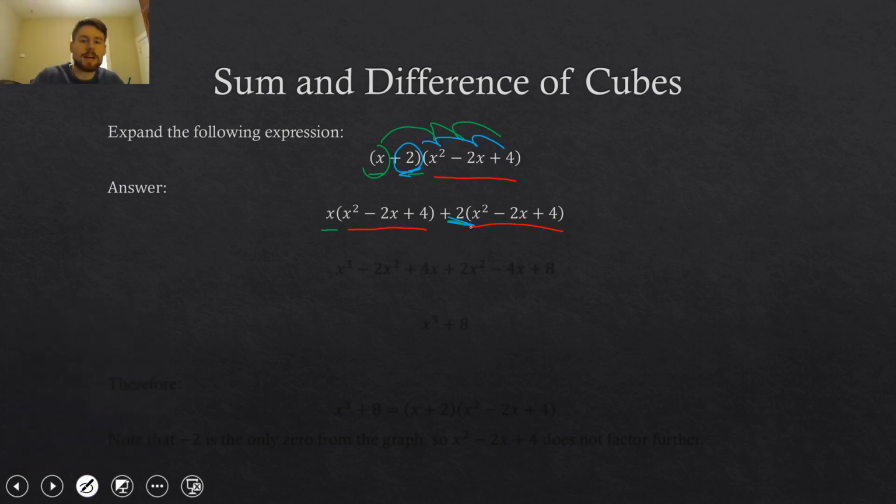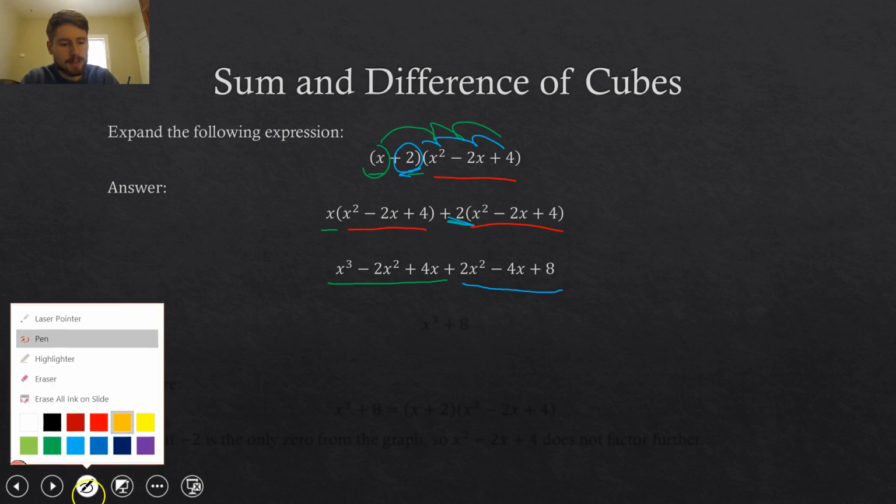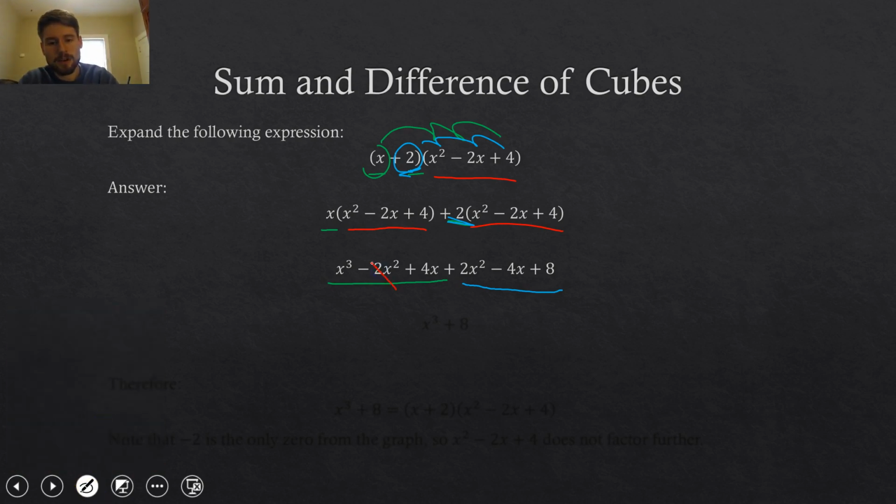And so the red thing, x squared minus 2x plus 4, that trinomial is going to get multiplied by both x and by 2. And then we add those things together. So the first one, x times (x squared minus 2x plus 4), that's going to give us this bit right here: x cubed minus 2x squared plus 4x. And then the other part, 2 times (x squared minus 2x plus 4), that's going to give us that part right there: 2x squared minus 4x plus 8. Now we combine all our like terms, and I want you to notice some magic happens. Here we have minus 2x squared plus 2x squared plus 4x minus 4x.